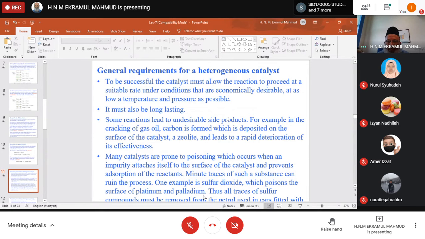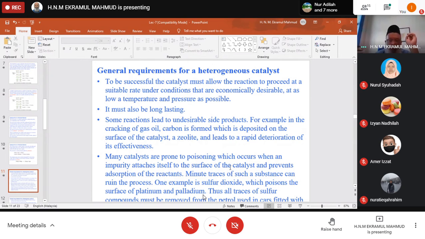So, for example, in the cracking of gas oil, carbon is formed which is deposited on the catalyst surface, such as zeolite, and leads to a rapid deterioration of its effectiveness. So many catalysts are poisoned this way. Poisoning occurs when an impurity attaches itself to the surface of the catalyst and prevents adsorption of the reactants. So minute traces of such a substance can ruin the process.